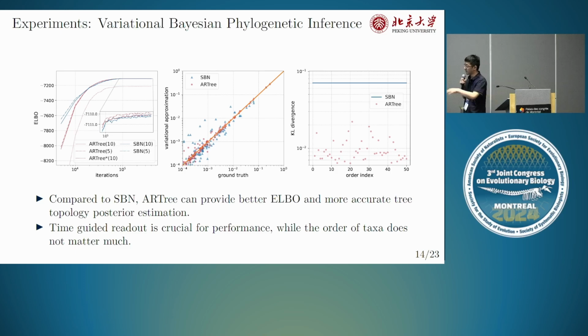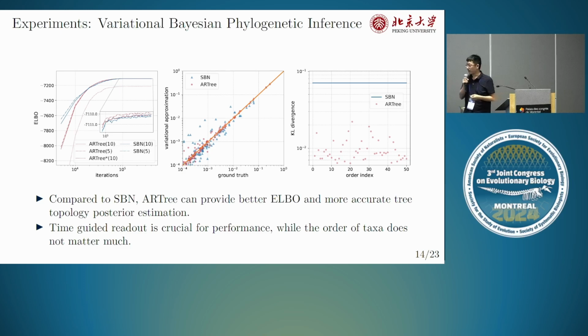The next example is on variational Bayesian phylogenetic inference. You can see from the left plots, compared to SBNs, AR tree can provide a better ELBO and more accurate tree topology posterior estimations. We did an ablation study about the order of the taxa, because for a sequential model this actually matters. But we found that the order does not matter too much. For all those random orders, AR tree outperforms SBN by a large margin.